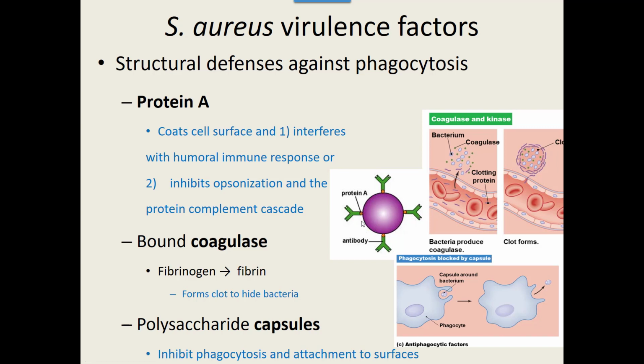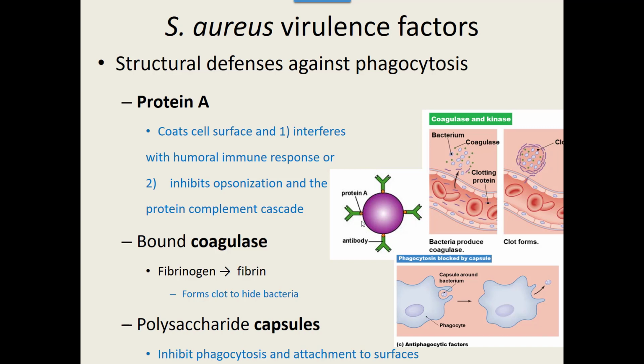being able to recognize it and attach to it correctly with antibodies. It also helps inhibit opsonization and the protein complement cascade, which means antibodies aren't going to be able to coat it correctly and target it for phagocytosis. So good for it because it can survive, bad for us.